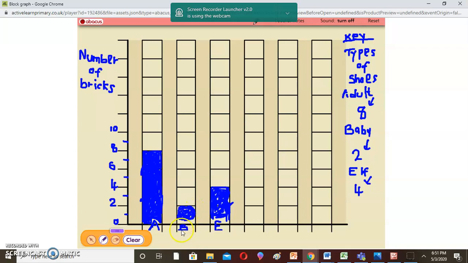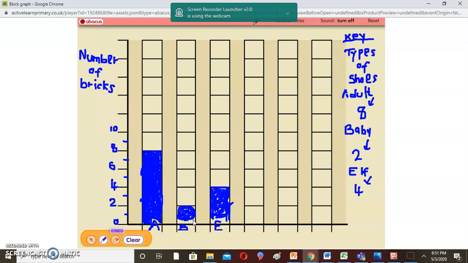Now between the baby and the elf shoes, which one is heavier than the other one? If you try to compare, you will see that the baby's shoes weigh 2, then the elf shoe weighs 4. So which means the elf shoe is heavier than the baby's shoe, okay?